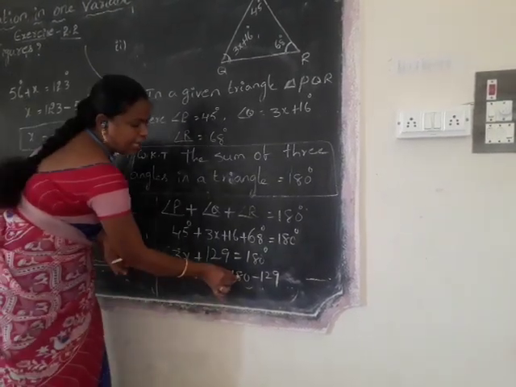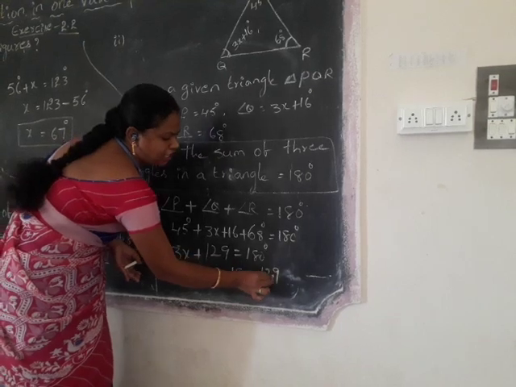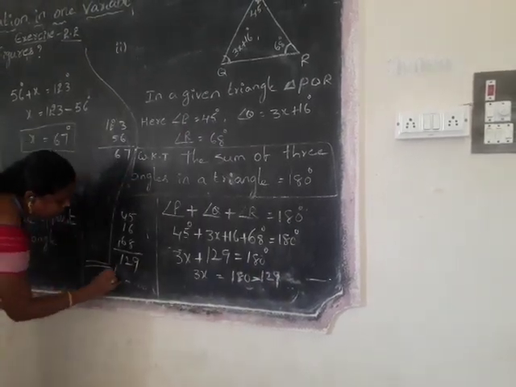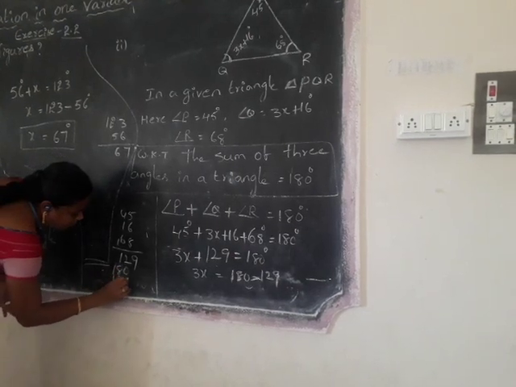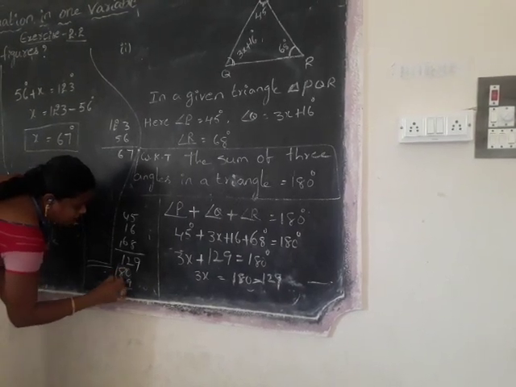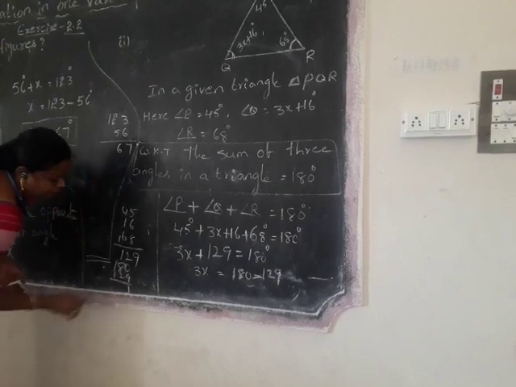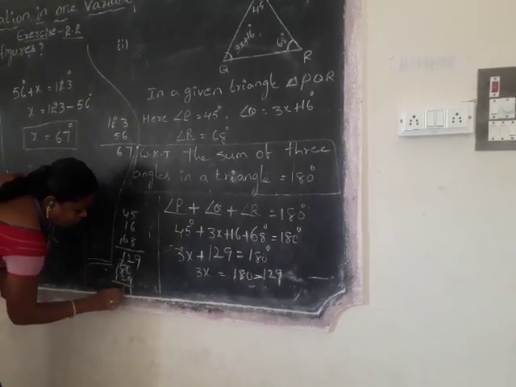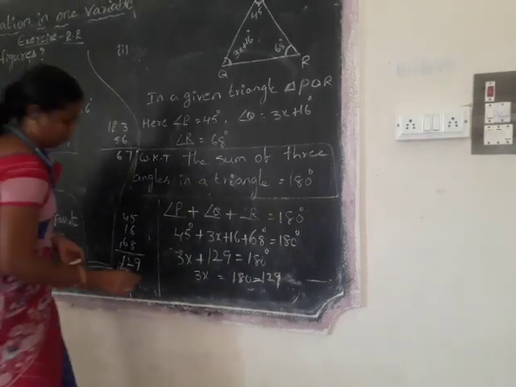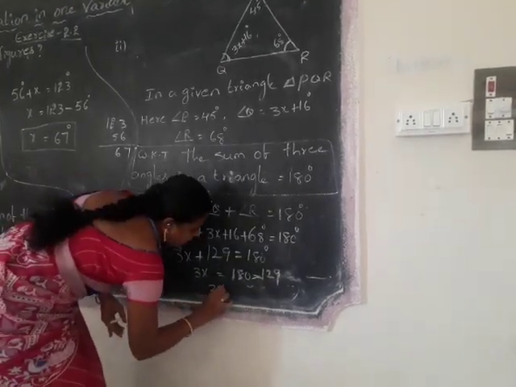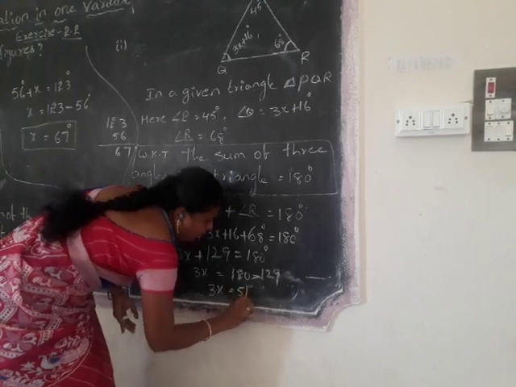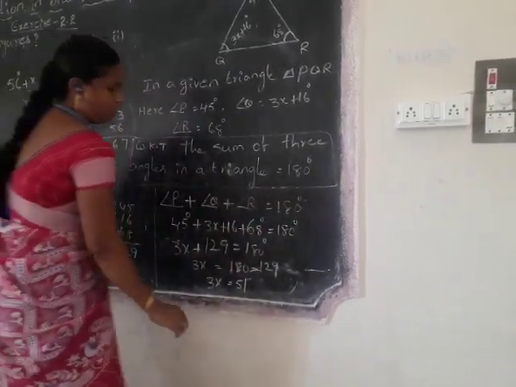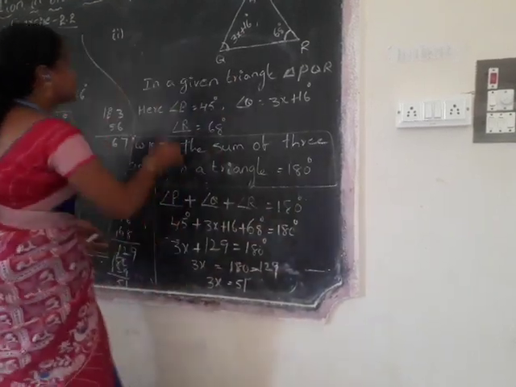Okay students, here we subtracted 129 from 180. 10 minus 9 we get 1. Here 7 is there, 7 minus 5, we get 3x equal to 51.